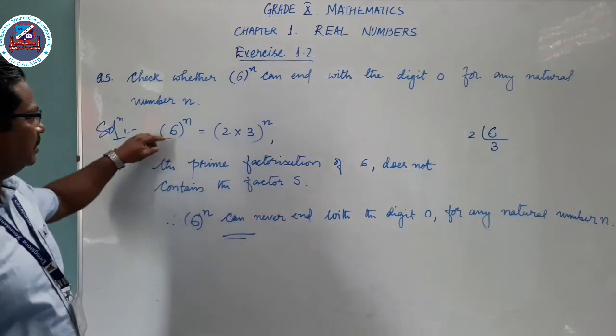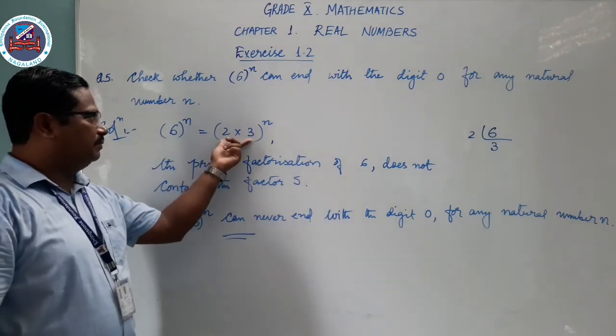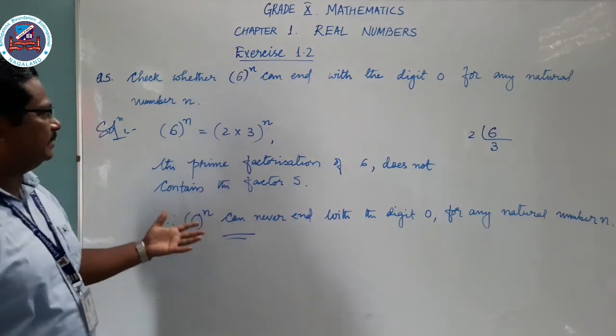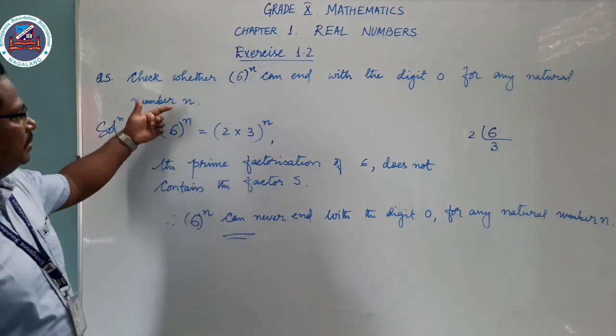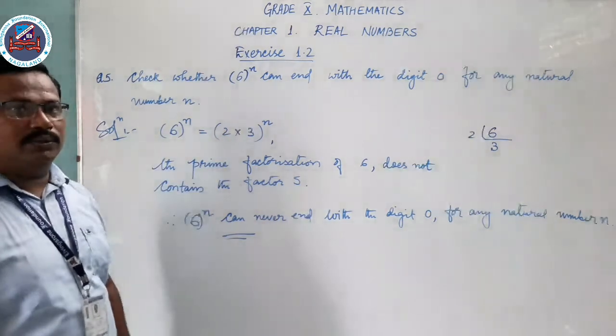If its prime factorization contains the factor 5, then we can say that this number, if it is raised to the power of any natural number, will end with digit 0.